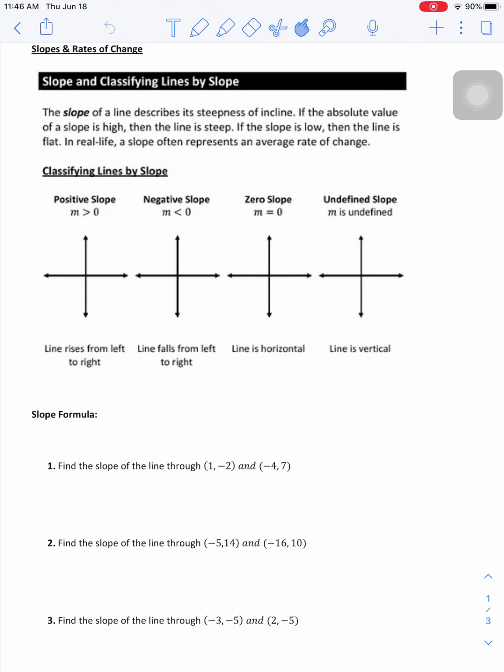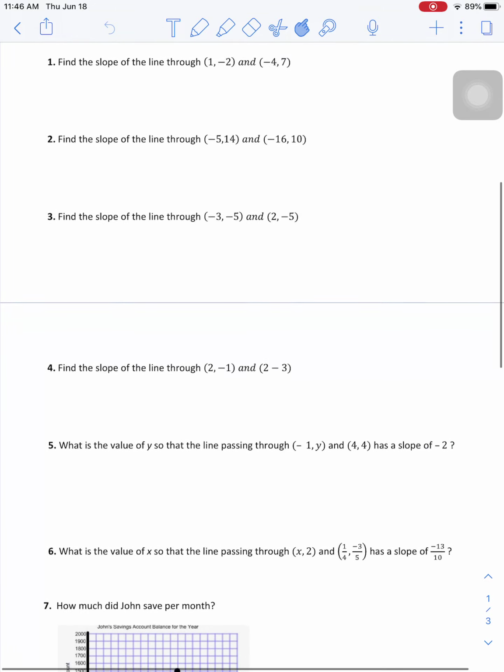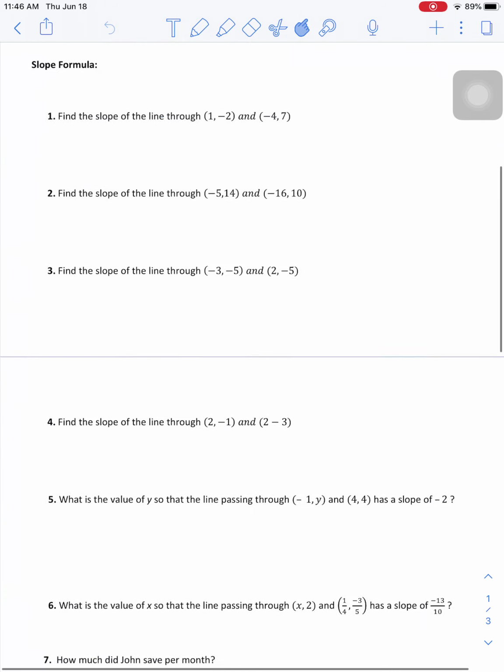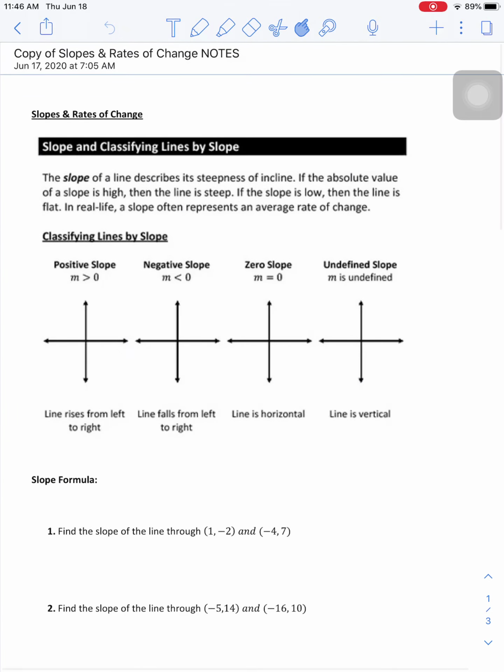Okay, good morning. Today we're going to be learning about slopes and rates of change. We're going to learn how to find them using two ordered pairs in a formula, and we will also be talking about how to get rates of change from graphs. All right, so let's dive in.